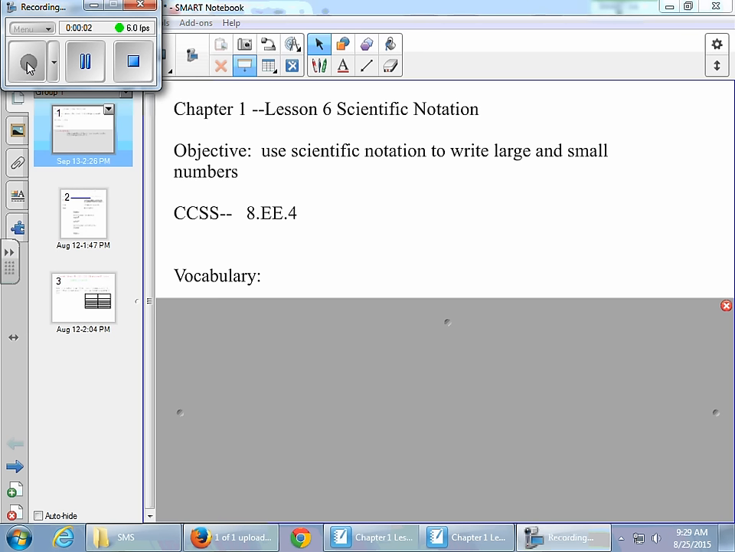Okay, welcome to Chapter 1, Lesson 6, Scientific Notation. Our learning target objective for this lesson is to use scientific notation to write large and small numbers.